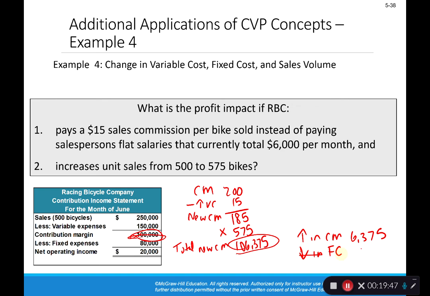Our decrease in fixed cost would be 6. So that means our increase in NOI would be $12,375. So again, I'm focusing on just what's changing as a result of these variables.